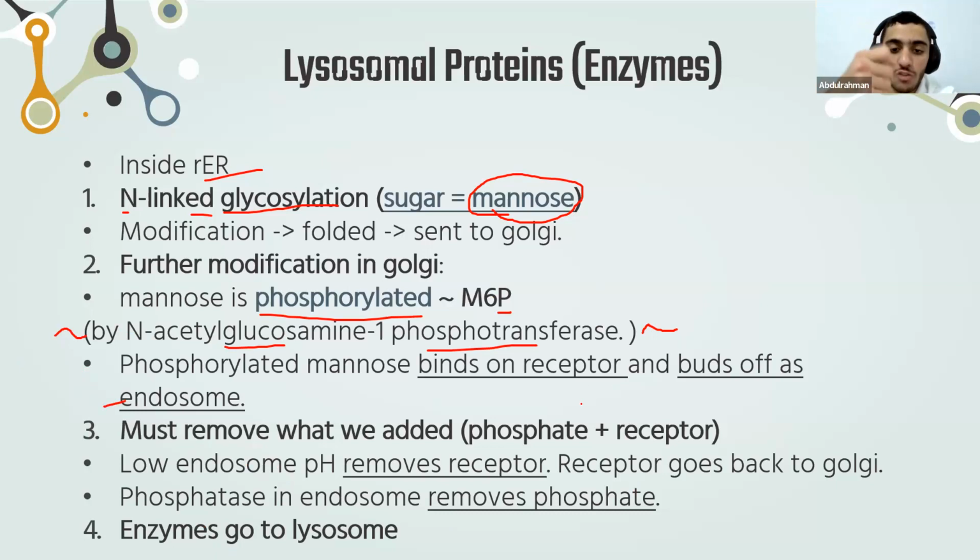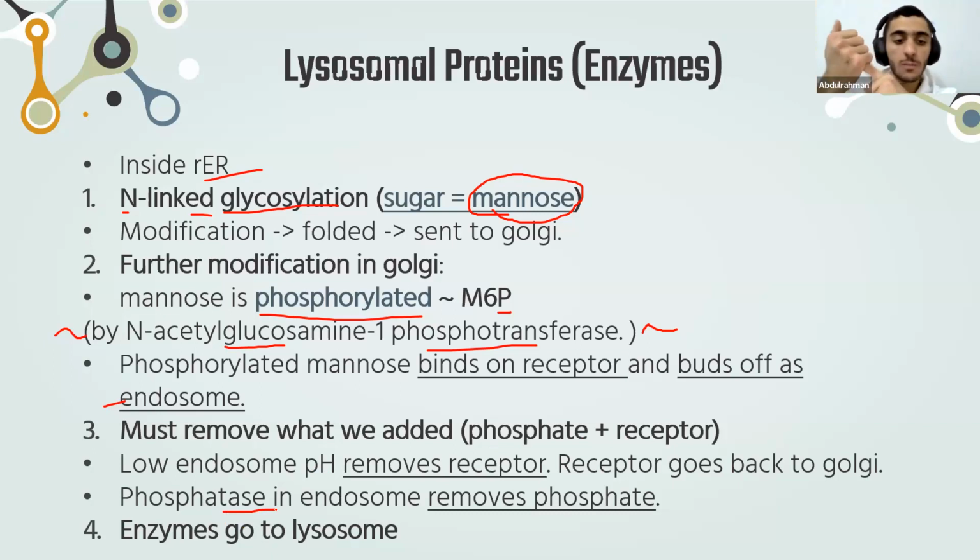How do we remove the phosphate? To remove the phosphate, you bring an enzyme that cuts off the phosphate, which is a phosphatase. You see the "tase"? Tase basically is removing, or anything associated with removing has this "ase." So phosphatase removes the phosphate.